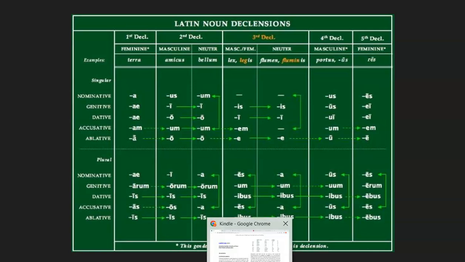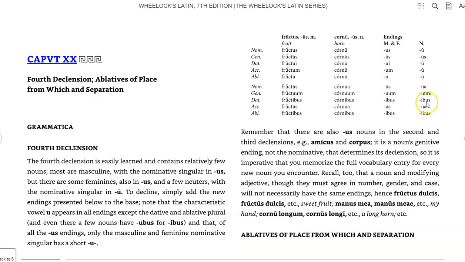So let me go back to the chapter here, and you're going to want to read this on your own a couple of times. One of the things it points out is the macrons.